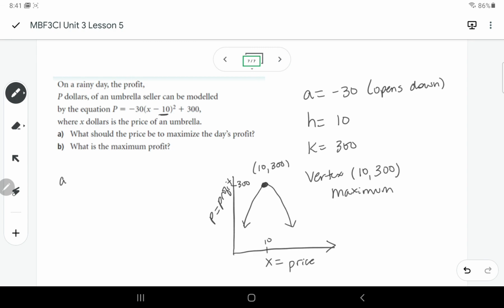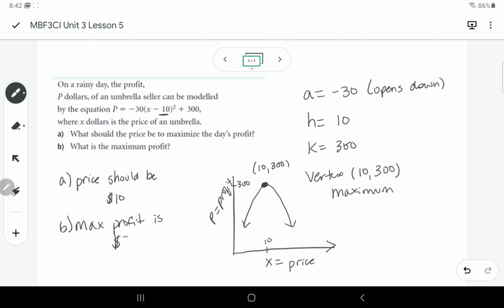So for A, the price should be, you're just looking for the x value of the vertex, the $10. And for B, that's going to be the maximum profit. Where does that happen? How high does it go up? That's the 300. So the max profit is 300.